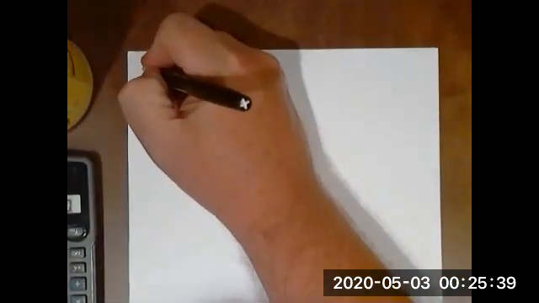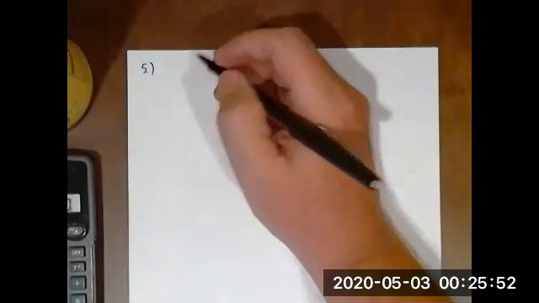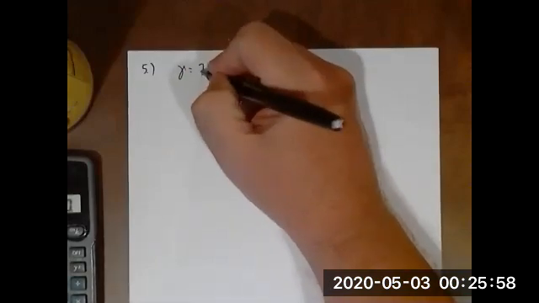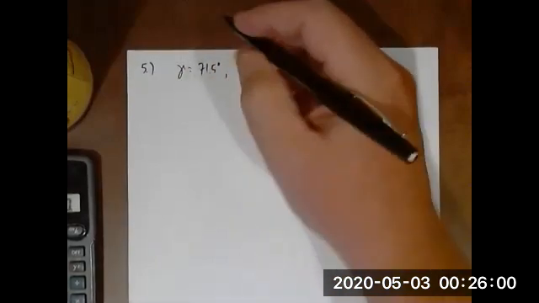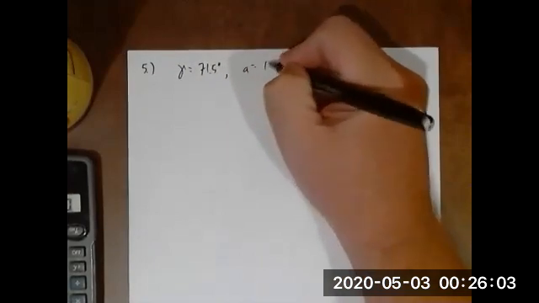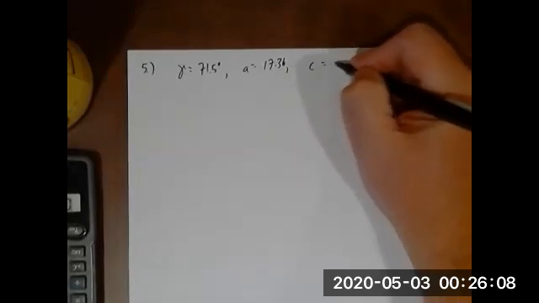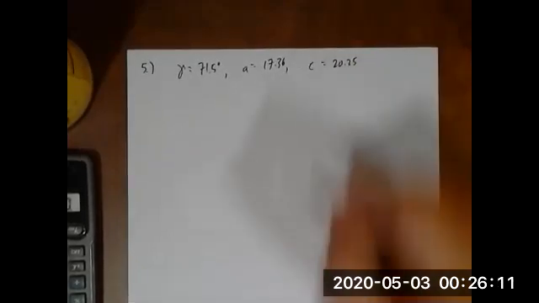We're ready now for problem 5. I think I may have misspoken at the end of the last video because I took a quick look at number 5. I think this is another law of sines problem. So once again, solve for the angle ABC, and they give me gamma is 71.5 degrees, A is 17.36 and C is 20.25.